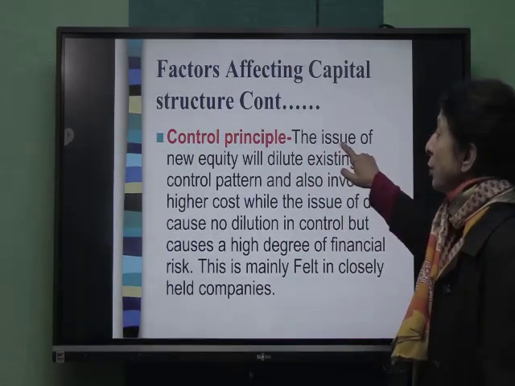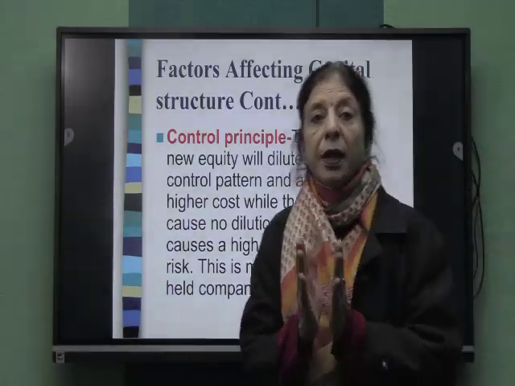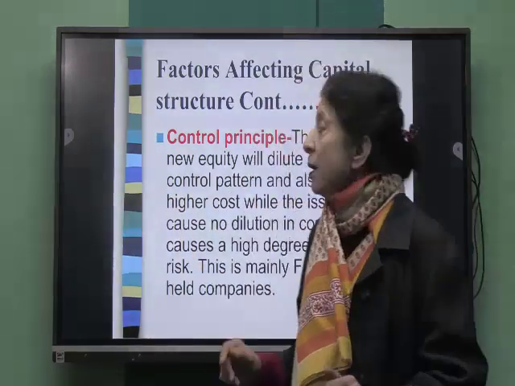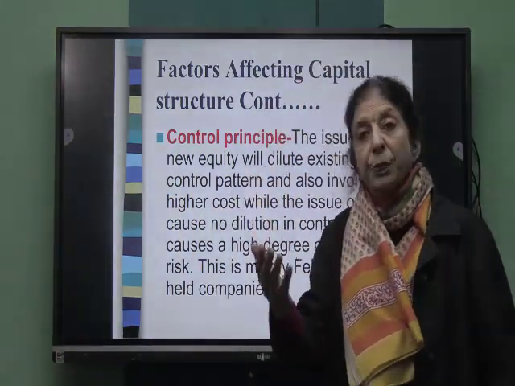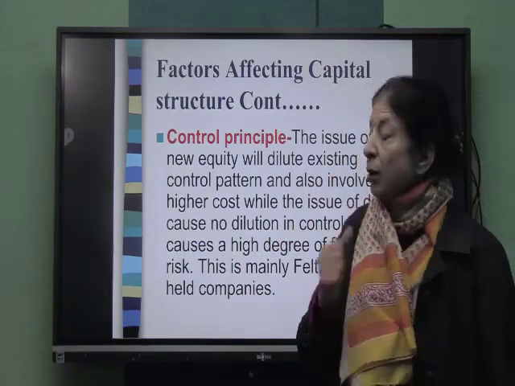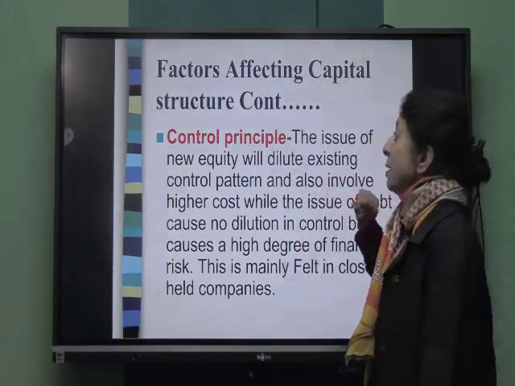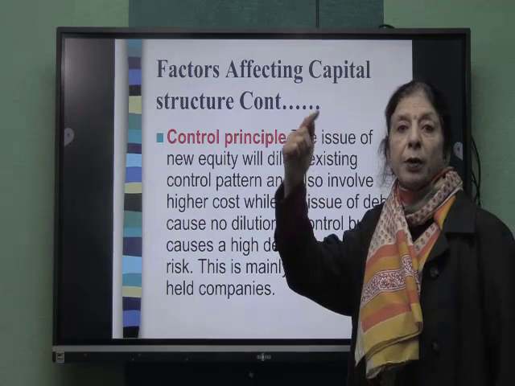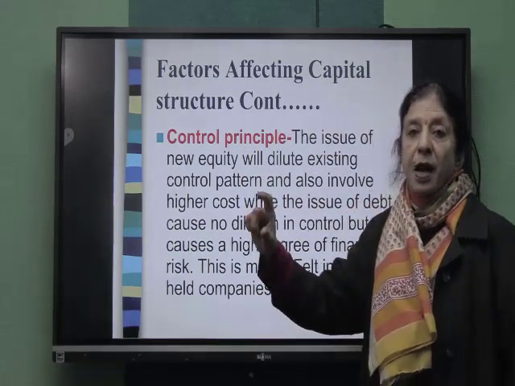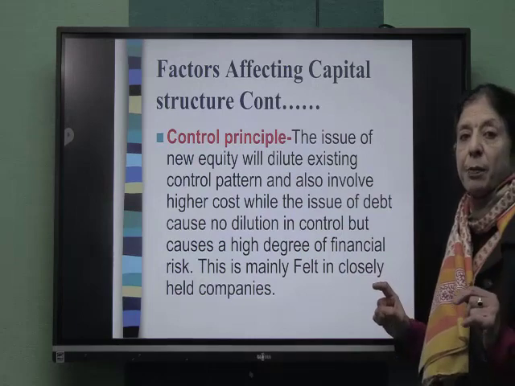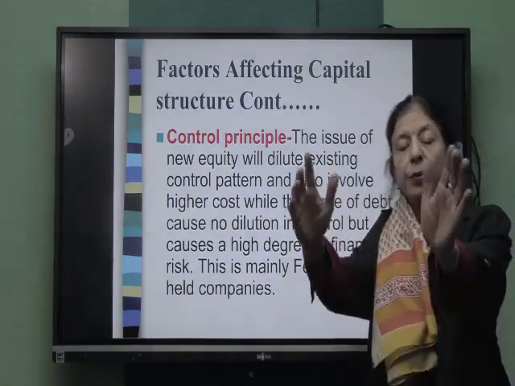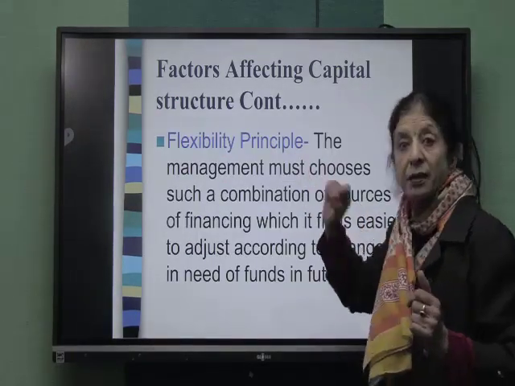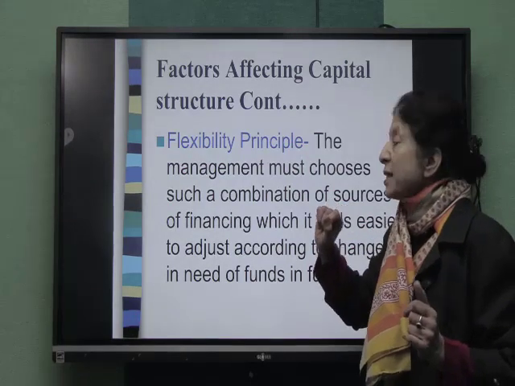The third principle is the control principle. In the case of the control principle, please remember that debt is a liability, it's a borrowing. That means no ownership is there. While in the case of equity, there is ownership. Equity is nothing but the ownership capital, and that gives you the right of ownership. That means we have to really understand that if we issue more and more equity, the control will be diluted. Hence, while deciding the capital structure, we have to find out how much should be the debt and how much should be the equity.